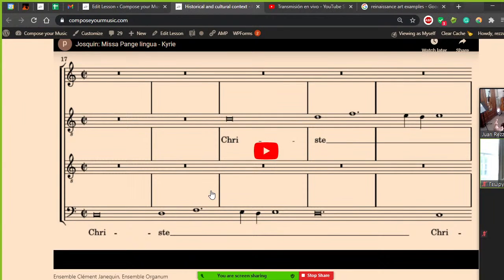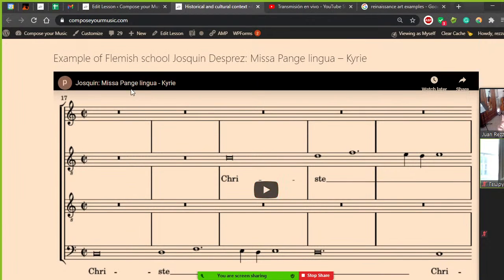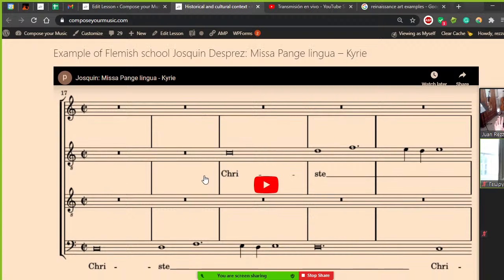And as well, how the numbers are related. Yes, so this is this paraphrasis. So you have several numbers in the mass. You have the Kyrie, you have the Gloria. Yeah, you have several numbers. So each one of them starts in a way that is related to the first. That's kind of the paraphrasis. And this example, the Pange Lingua, is one of the most famous masses of Josquin des Prez.